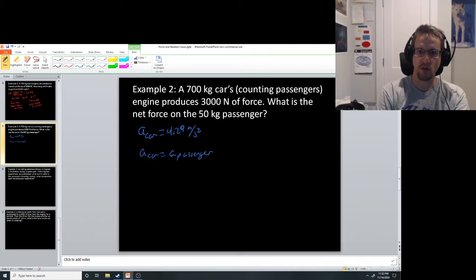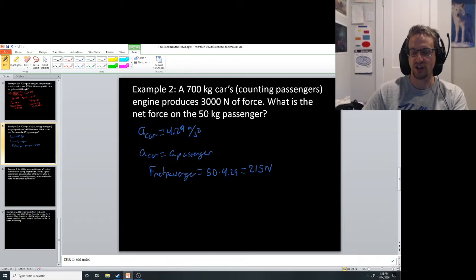Now, if you're in a car, the acceleration of the car has to equal the acceleration of the passenger. So some of that force is being transferred further from the car to the passenger, and we can actually figure that out. So F net on the passenger is equal to 50 times 4.29, and that is 215 newtons. So just know, the acceleration of two objects that are intertwined, like you're inside the car, you gotta have the same acceleration as them.